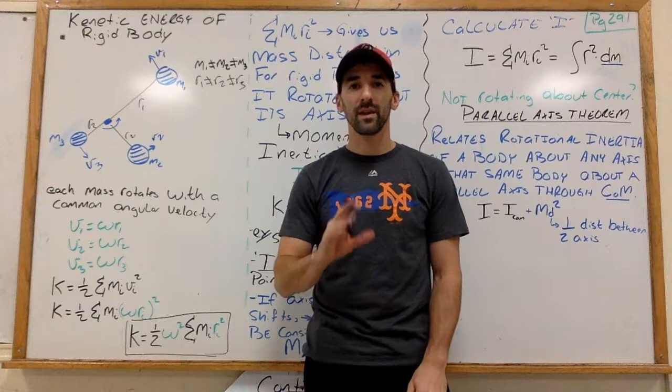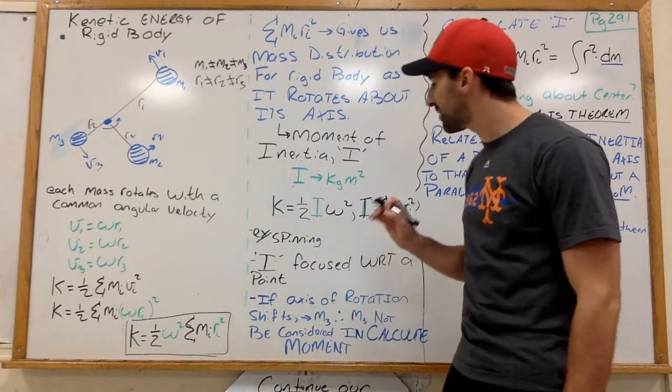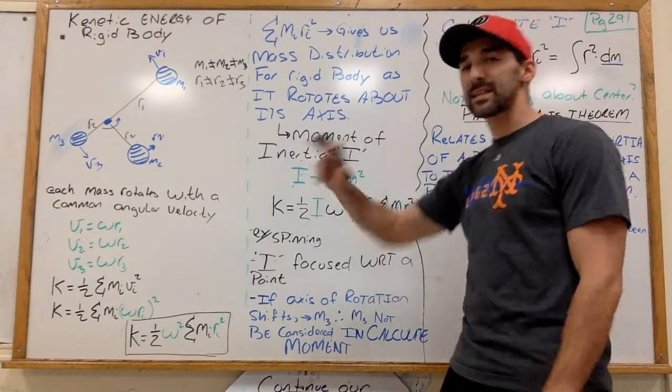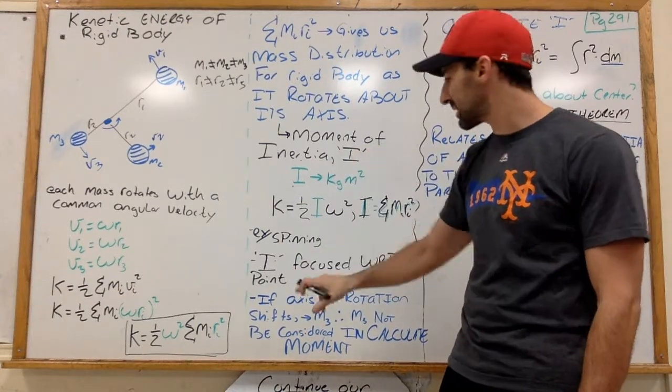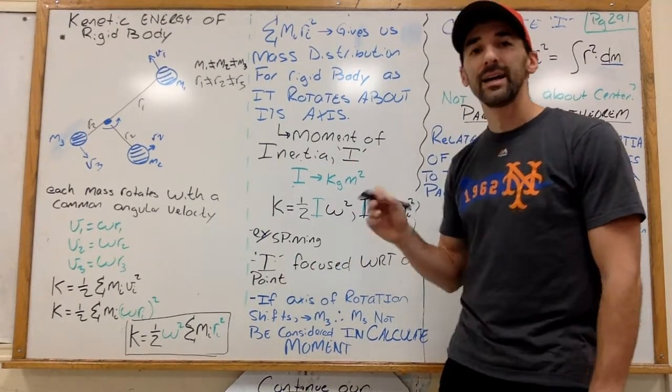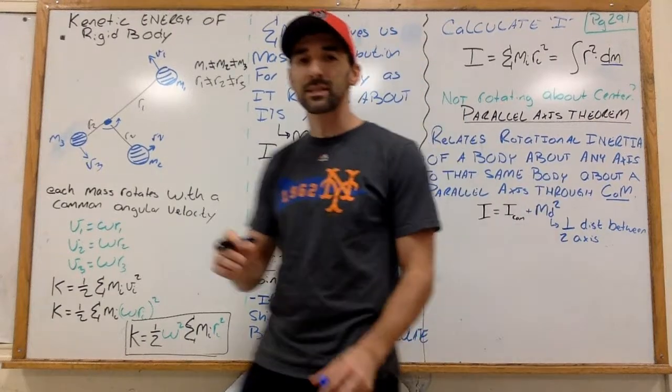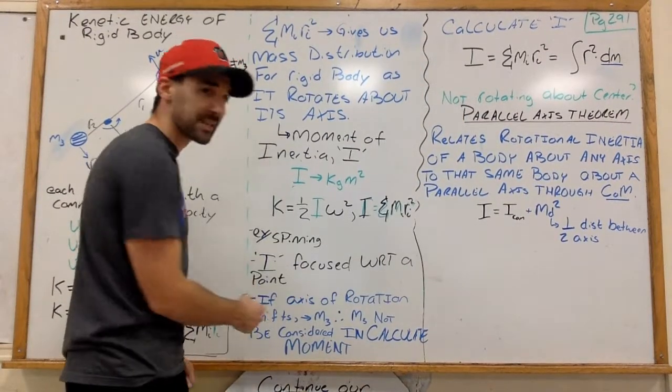So now that I stopped spinning around, I can focus, and I can say that that spinning around example tells us that the moment of inertia, I, is focused about some axis of rotation, some fixed point.